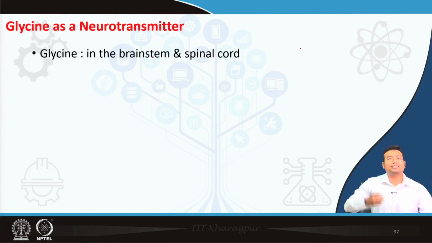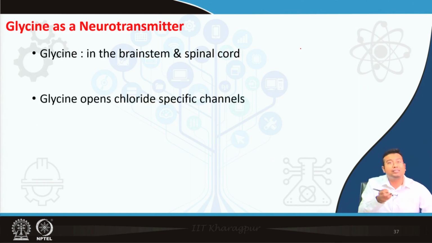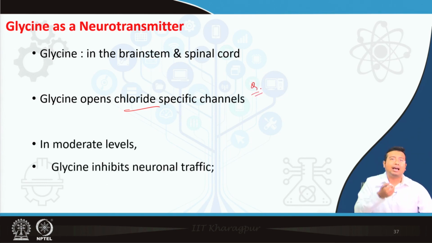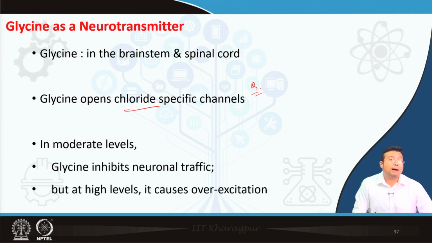You see, glycine, the amino acid, is actually present in brainstem and spinal cord, and it opens up a specific chloride channel. Again an MCQ, multiple ions may be given, but glycine opens up chloride channel, and at moderate level it acts as an inhibitory neurotransmitter, but in high level it can cause overexcitation. So, this is a very careful balance of glycine that needs to be maintained at the tissue level, specifically at the central nervous system.